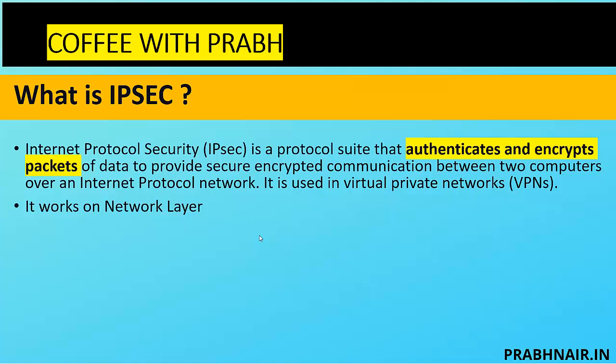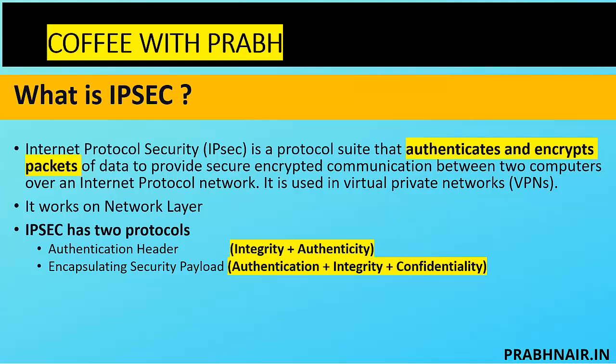IPsec works on the network layer, and it has two protocols. One is called the Authentication Header, and the second is called the Encapsulating Security Payload. Let me explain. We have a system A and a system B. Now A wants to give an assurance to B that this data comes from me only. It's not about confidentiality, it is all about authenticity and integrity. So this is the data we have created.